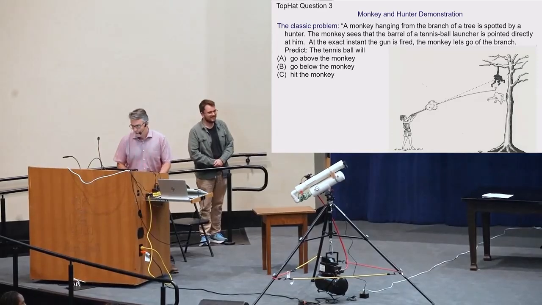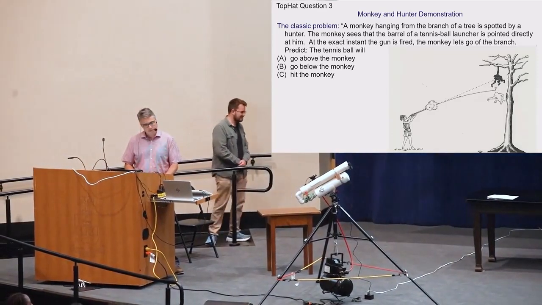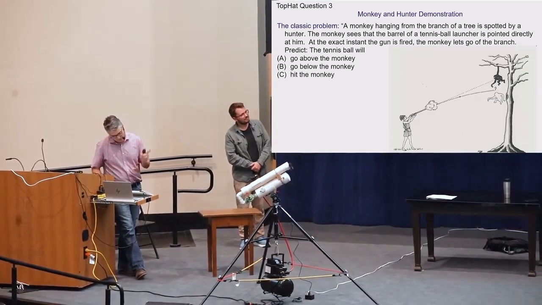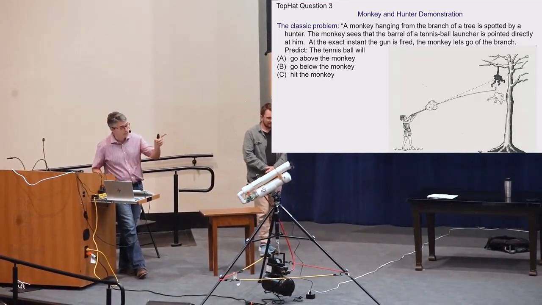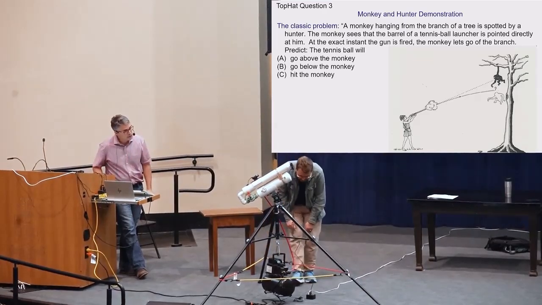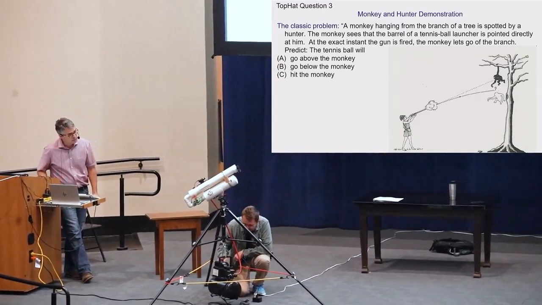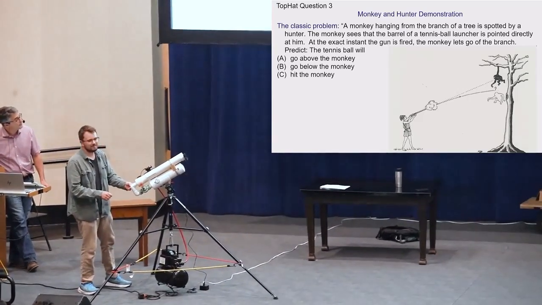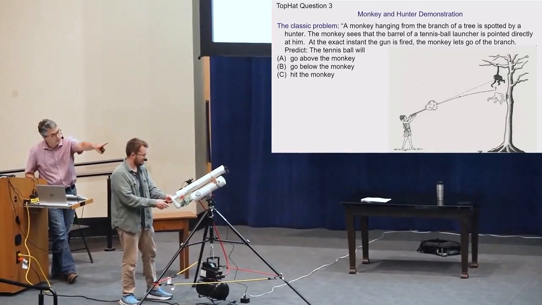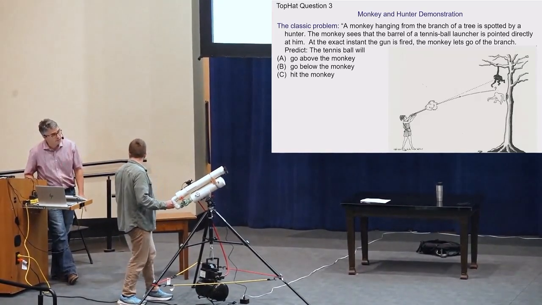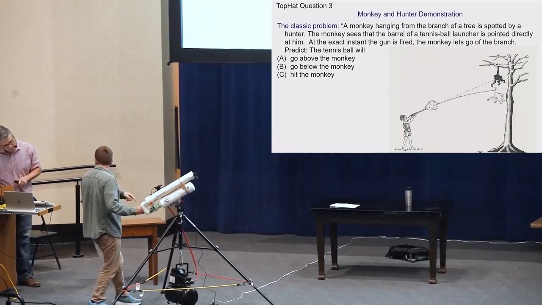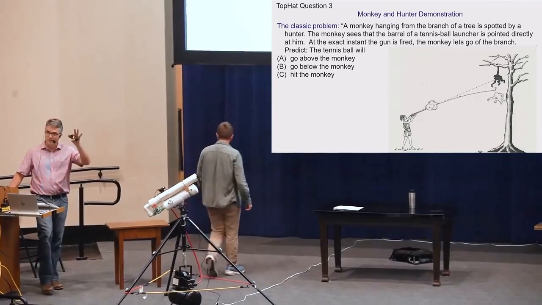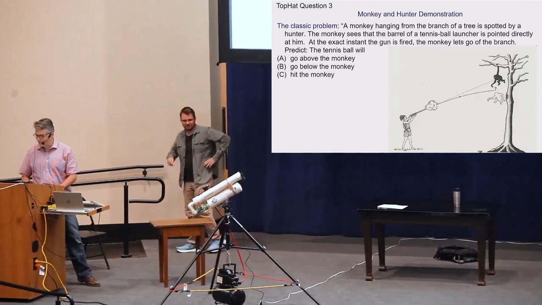The question is, the classic problem: the monkey is hanging from the branch of a tree and is spotted by a hunter. The monkey sees that the barrel of the tennis ball launcher is pointed directly at him. There's a laser pointer on there, aligned with it. Yeah, see the red dot? That red dot is parallel with the initial velocity of the tennis ball, and it's aimed right at him. At the instant when the gun is fired, the monkey lets go of the branch. Predict: A, the tennis ball will go above the monkey, B, below the monkey, or C, hit the monkey.